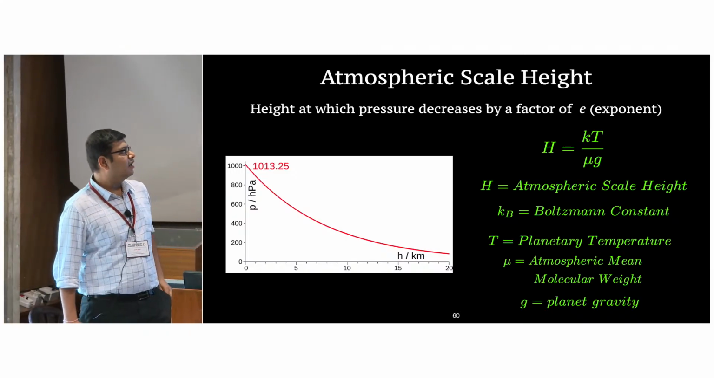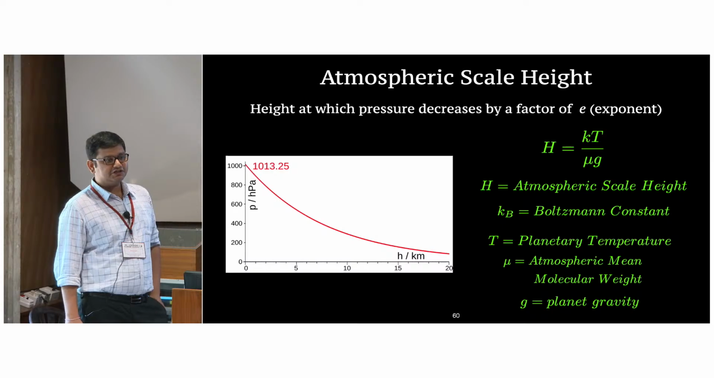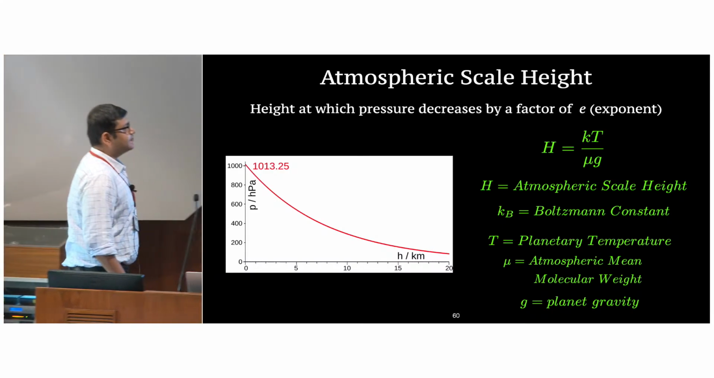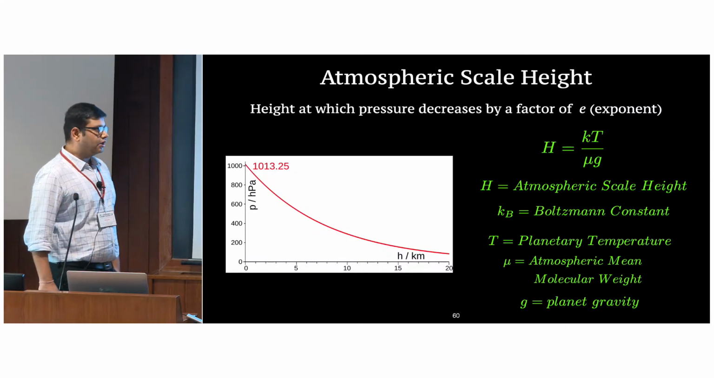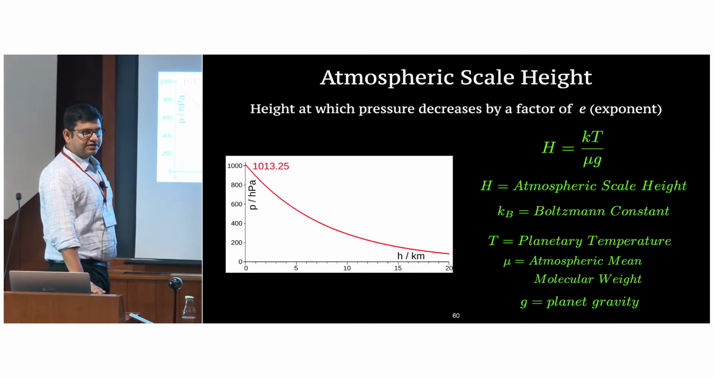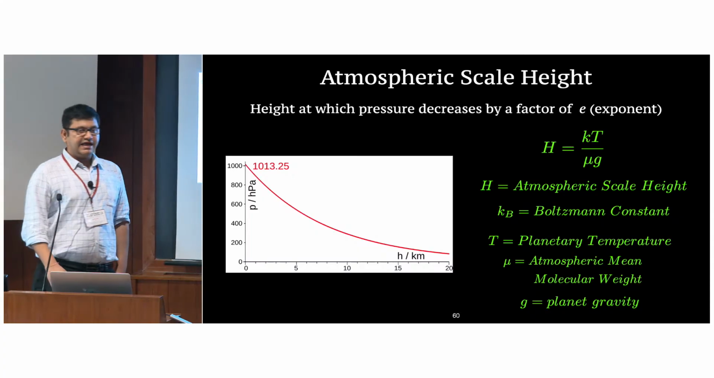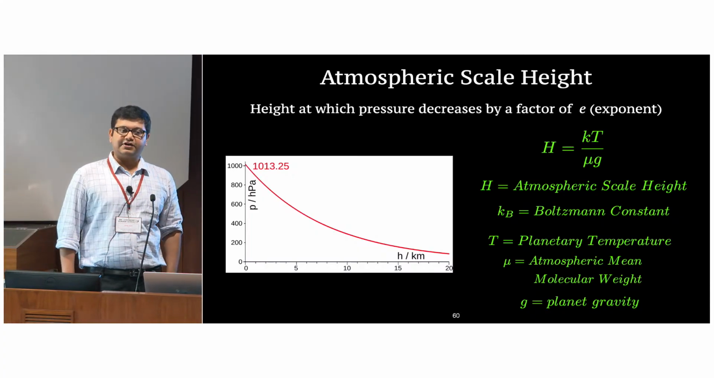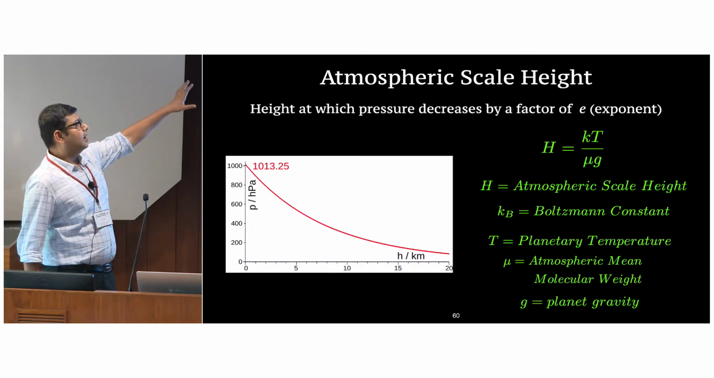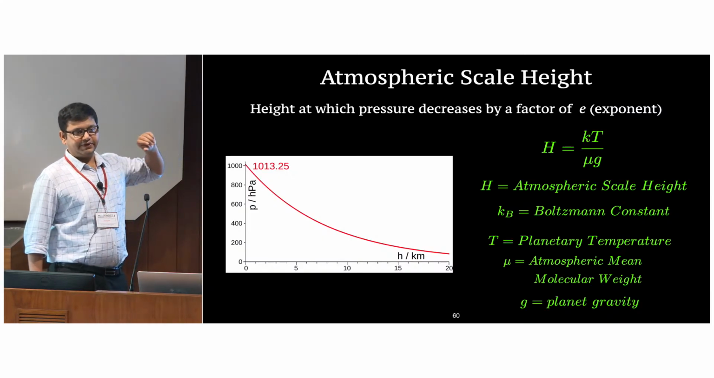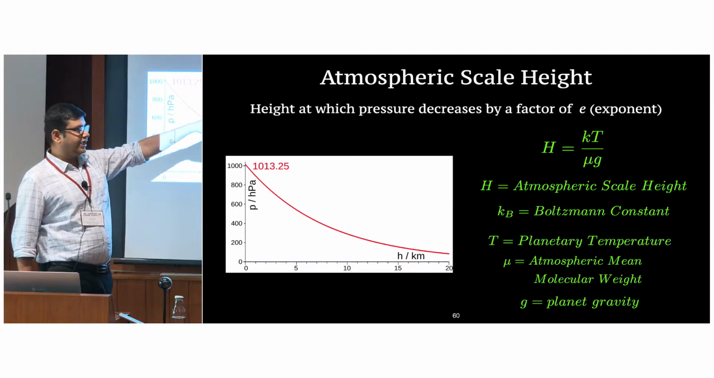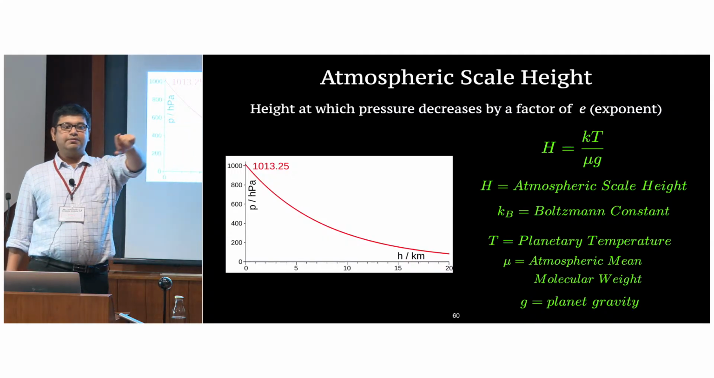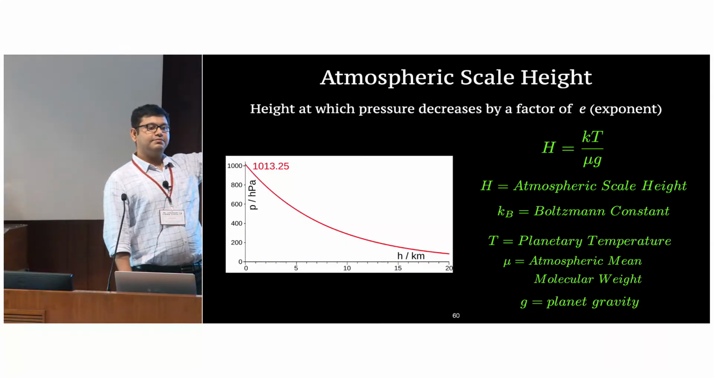So here, the definition of scale height is the height at which pressure decreases by a factor of e. Okay. So if you consider Earth's atmosphere, if you start from the surface, the height at which the pressure decreases by the factor of e is called the scale height of the Earth's atmosphere. And this calculation ultimately comes to H is equal to kT by mu g. So you were talking about the g, no? So that factor also comes into the picture.